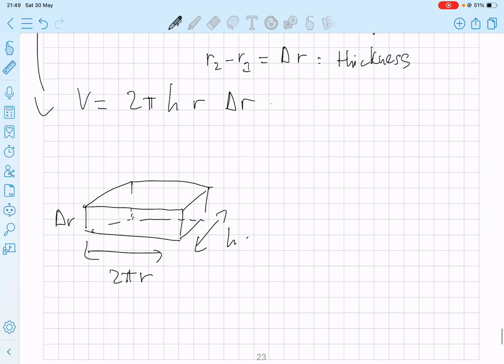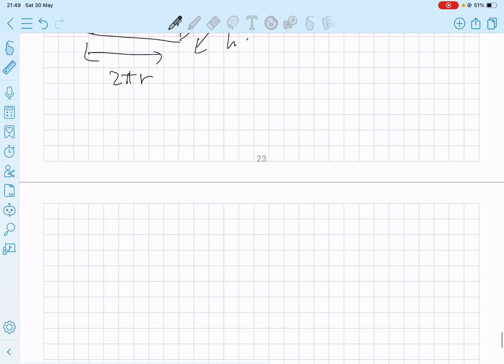So to find the volume of a cuboid, it will be the product of the width multiplied by the height multiplied by the length, right? So we have the following formula.